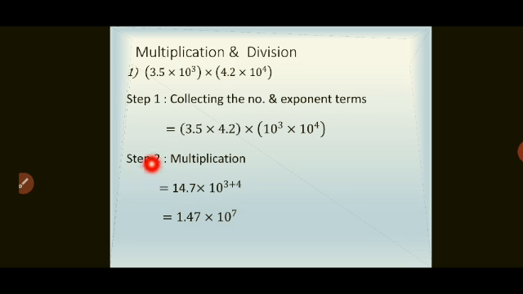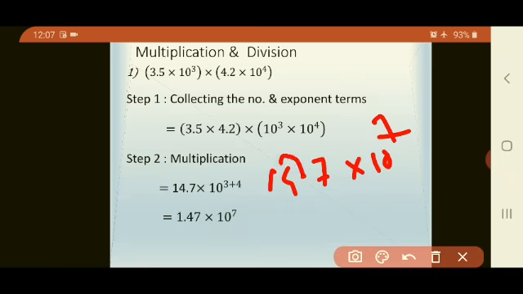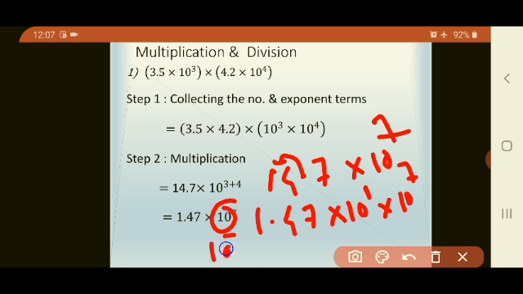But if you want to convert this into scientific notation, that is 14.7 into 10 to the power 7, we have to shift this decimal point after the first non-zero digit. So 1.47. How many places have we shifted? One place. So 10 to the power 1 into 10 to the power 7 as it is. So 1 plus 7 again, it is 8. Okay, so here is the small mistake. It should be 10 to the power 8.